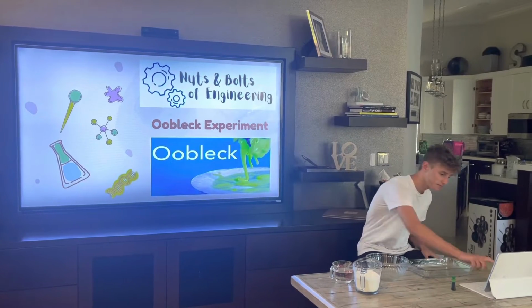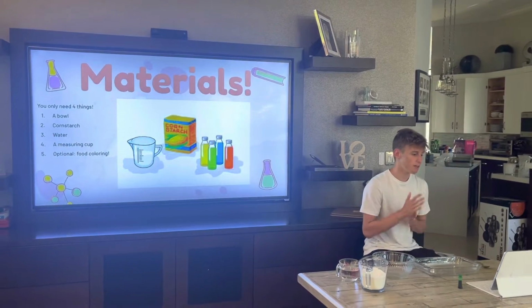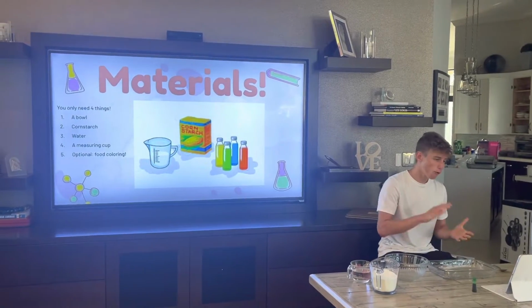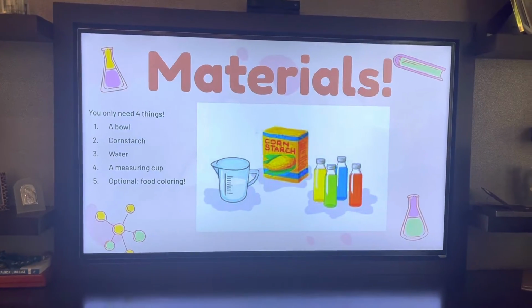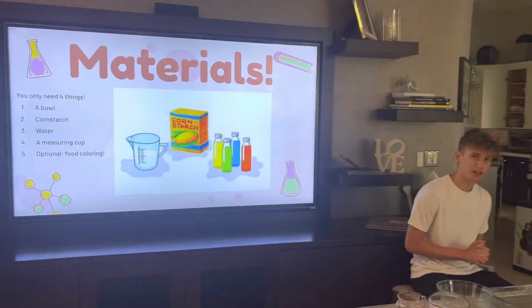Let's get started. First off, we have our materials for this experiment. You only need 4 to 5 simple things. You need a bowl, cornstarch, water, a measuring cup, and maybe some food coloring if you're trying to spice it up.